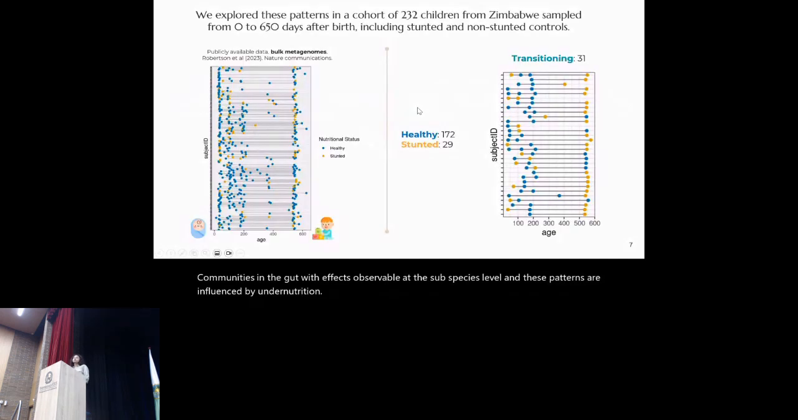To test this hypothesis, we studied these patterns in a cohort of 232 children from Zimbabwe, sampled from birth to 650 days, and this included stunted and non-stunted controls. So here in blue, I have the healthy children that are 172, stunted children that are 29, and then we have 31 children that are transitioning between healthy and stunted states.